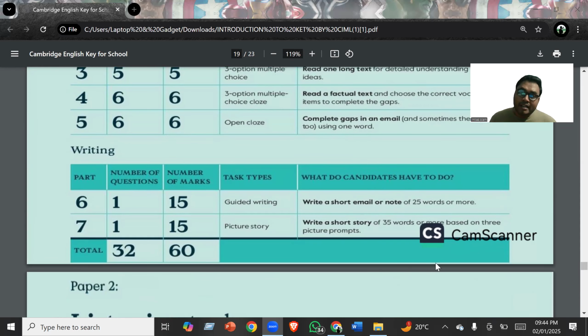So when it comes to the writing, there will be 2 parts. Part 6 will be an email or a note, and you have to write 25 words or more. And part 7 will be a picture story, and you have to write a story of 35 words or more.